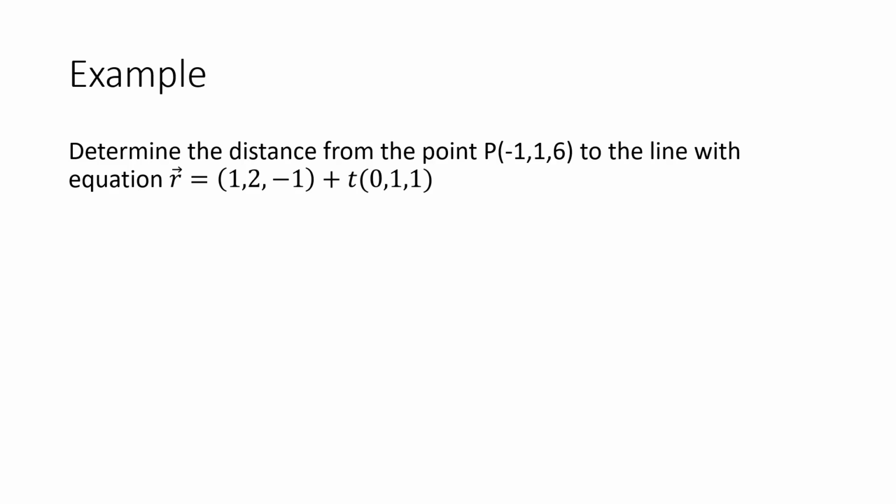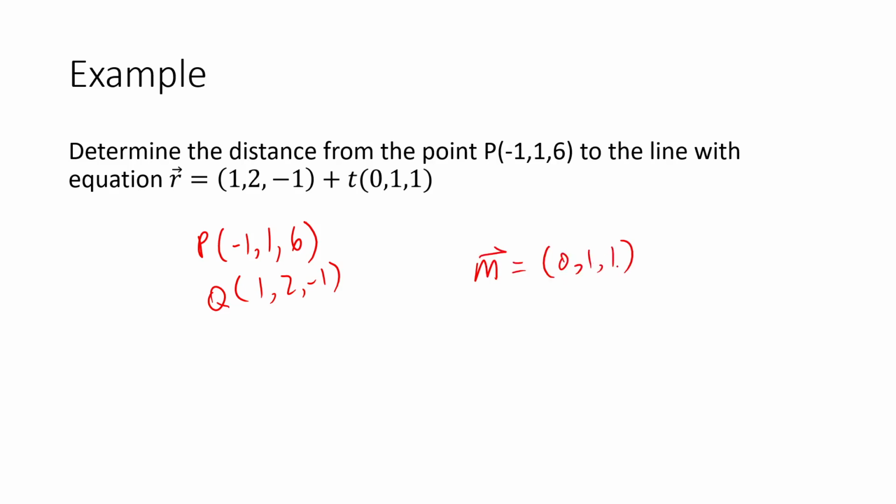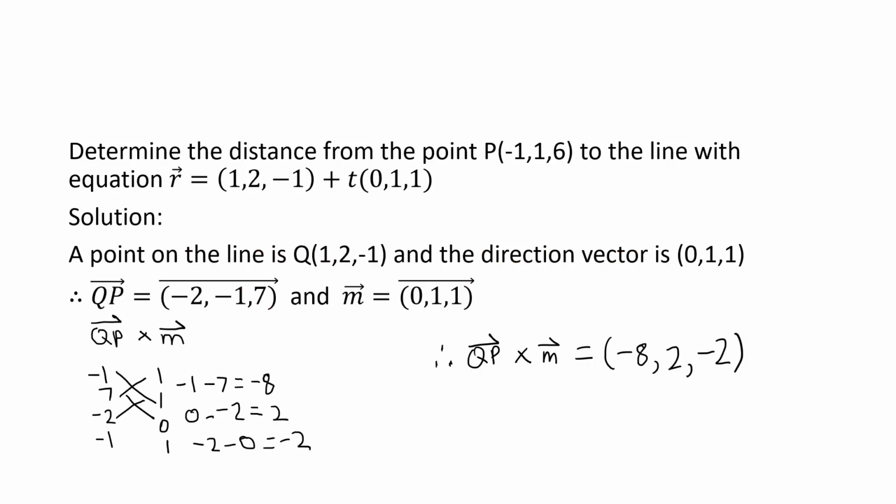We're going to determine the distance from the point shown to the line with that equation. Well, before we get too deep into this, we can say right away that the point P is the point negative 1, 1, 6. The point Q is the point 1, 2, negative 1. So we're going to be able to figure out the vector we need. And we know that the direction vector of the line in question will be 0, 1, 1. We're going to be able to use our formula pretty easily. So a point on the line is Q, 1, 2, negative 1. The direction vector is 0, 1, 1.